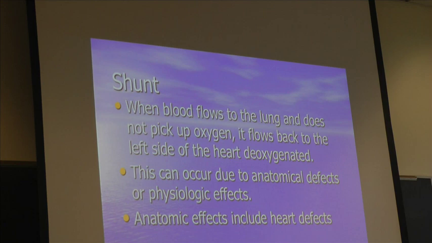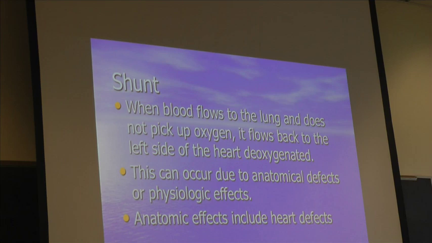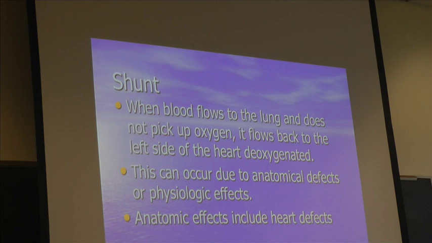Anatomic defects include heart defects, as I mentioned, the Thebesian drainage, bronchial circulation drainage into the left heart. There can be problems with the heart that cause blood to not go to the lungs and to go to the left side without the oxygen, like if there's a hole in the heart between the atria or ventricles. So blood is going through the hole and never going to the lungs.